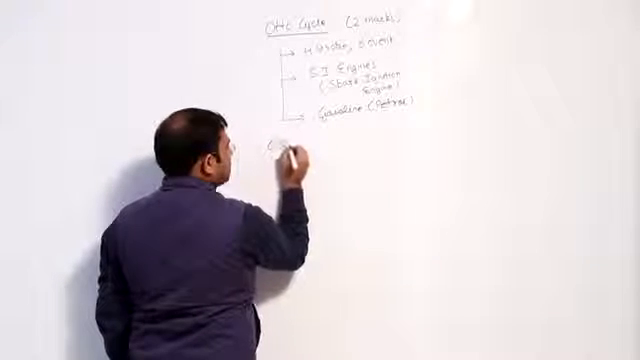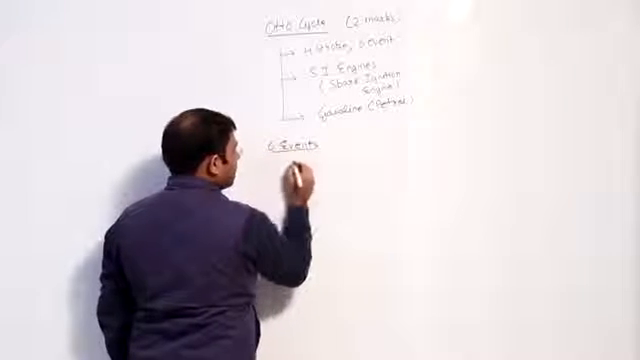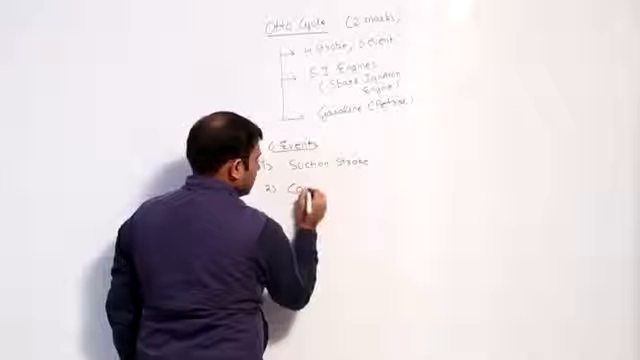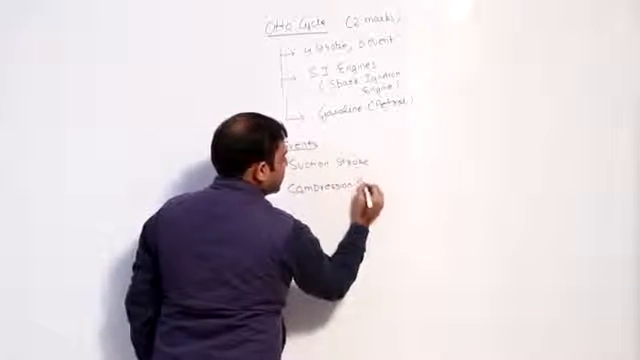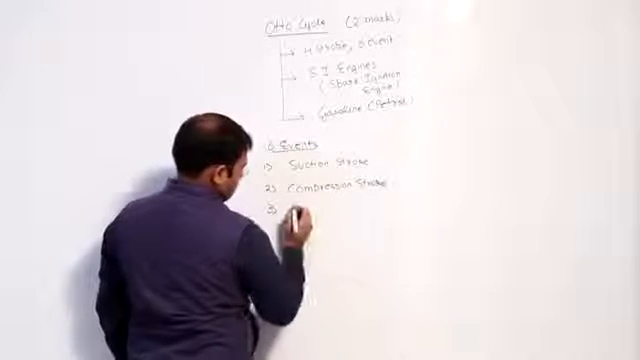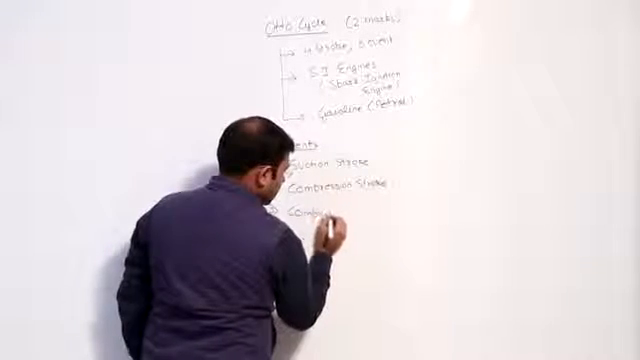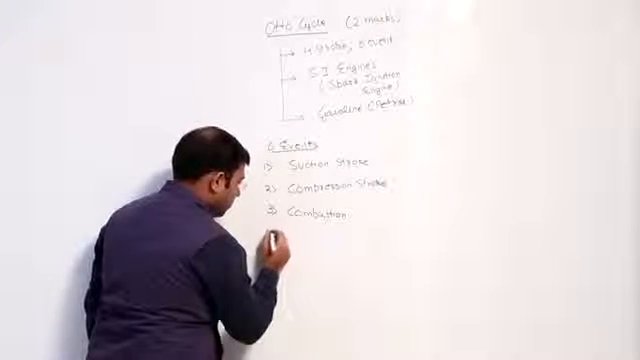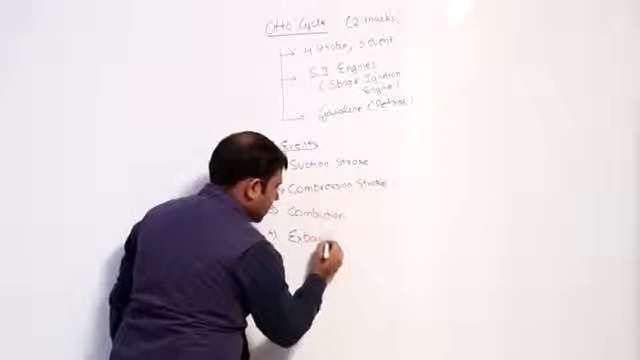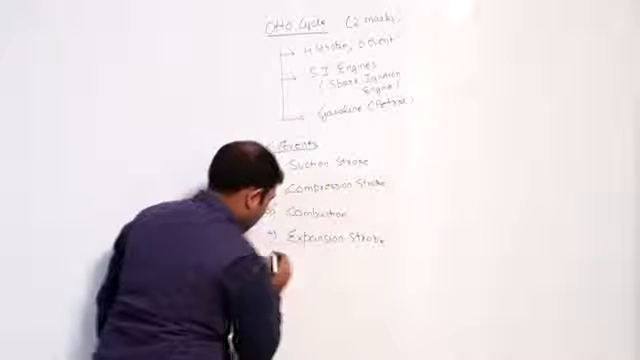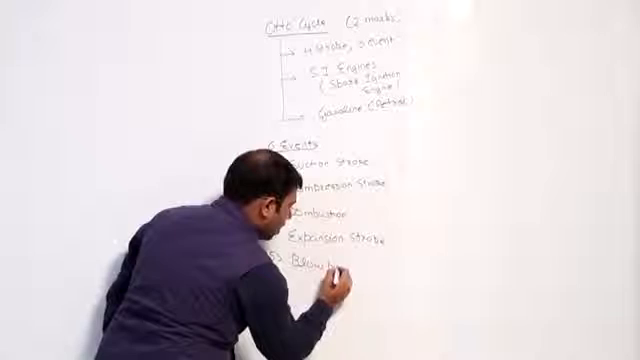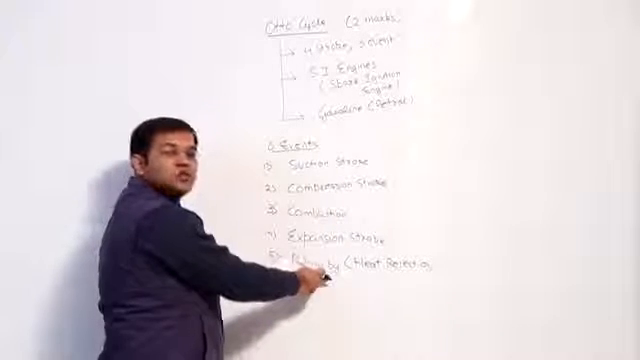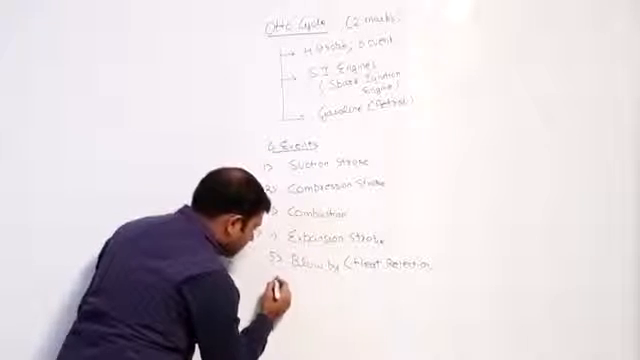And see, the 6 events that take place in an Otto cycle are: the first one, suction stroke. The second one is compression stroke. The third one is combustion. Now see, this event is not counted as a stroke because this is an instantaneous process. Now the fourth is expansion stroke. The fifth is blow by, or we can simply say heat rejection. Again, this is not counted as a stroke because it is an instantaneous process.